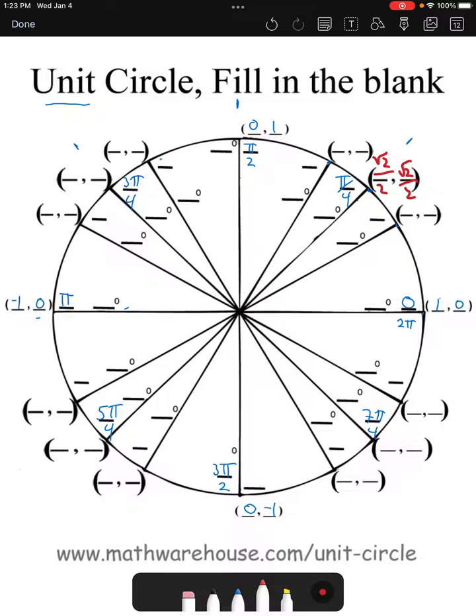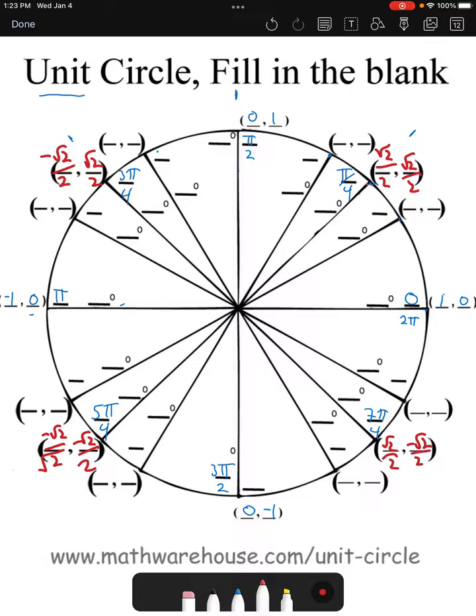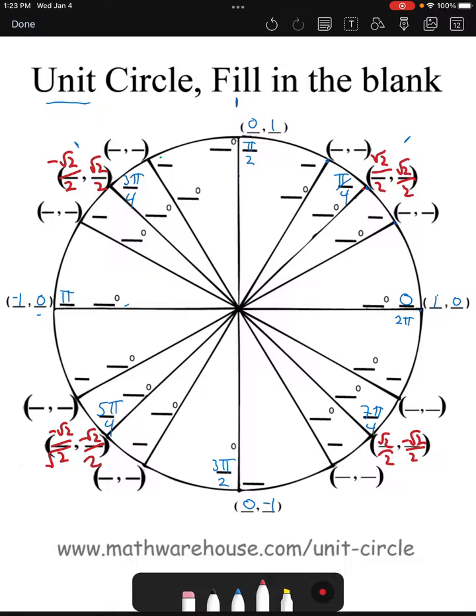Our corresponding points then also just flip. Instead of going over radical 2 over 2 and up radical 2 over 2 on pi over 4, on 3 pi over 4 we're now going left radical 2 over 2 and up radical 2 over 2. On 5 pi over 4, we're going left and down, so they're both negative. And on 7 pi over 4, we're going right, then down. So that's how we arrive at those points. Each point is radical 2 over 2 in some way, the x and the y.